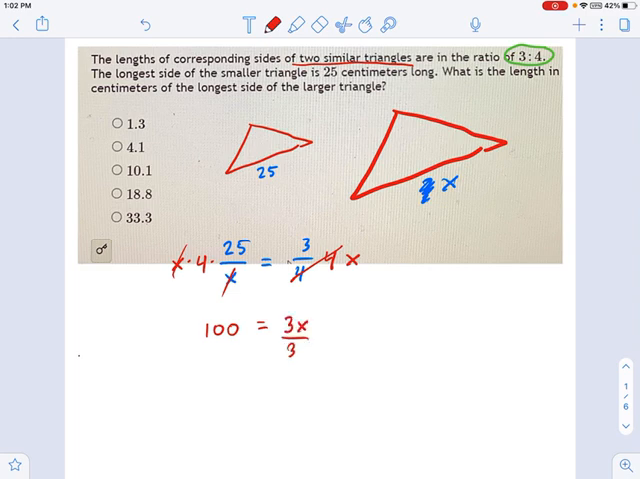So we divide each side by 3, and we get x equals 33.33333, and so on. That's how you find the ratios of the similar sides of triangles. You use that common ratio that they're in to set up an equation.